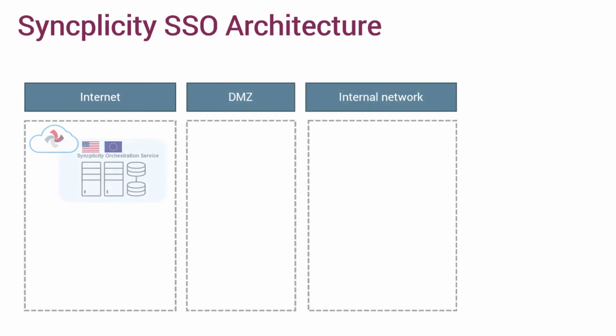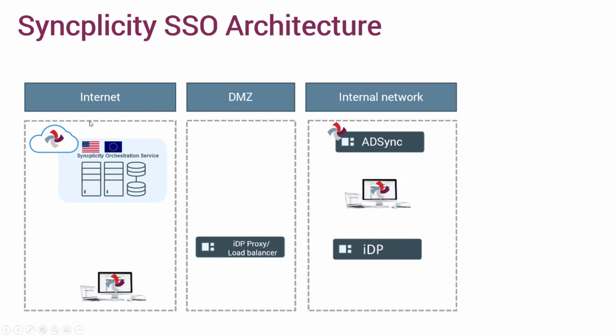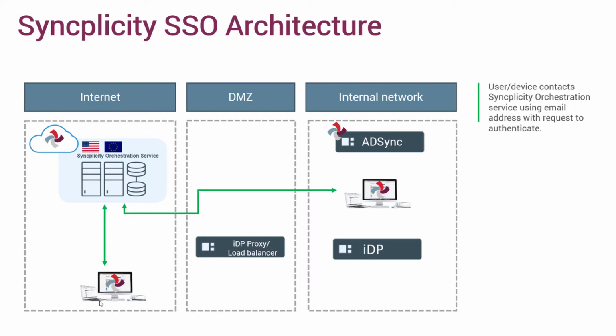In this drawing you see the orchestration, which is on the internet, and your users can be in the internal network or outside. The first thing that users need to do is always provide us their email address. When you install the desktop client and use it for the first time, it always asks you first for your email address. Based on that email address, Syncplicity will determine to which account you belong, and if single sign-on is enabled, it will direct you to your identity provider in your data center.